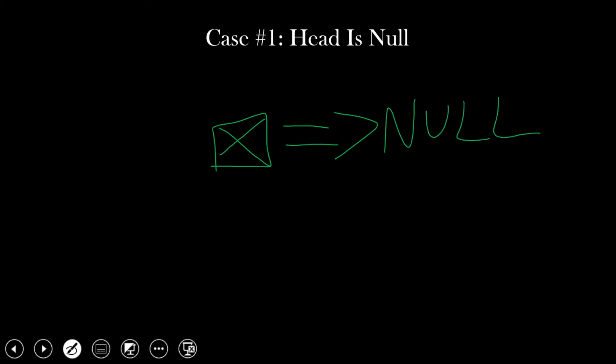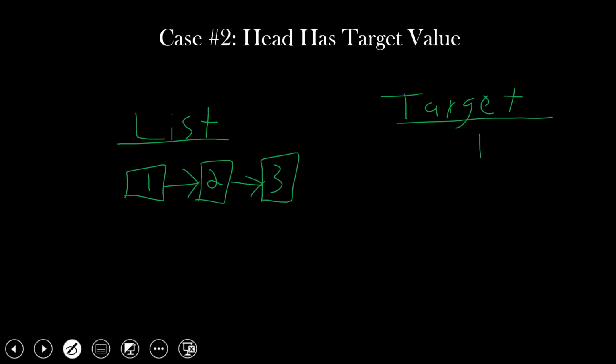So the first case isn't too exciting. Now we have the following linked list with a target of 1, such that the head node is the one we want to get rid of. So the question is, how are we going to do this? Well, it's actually a lot simpler than you think.